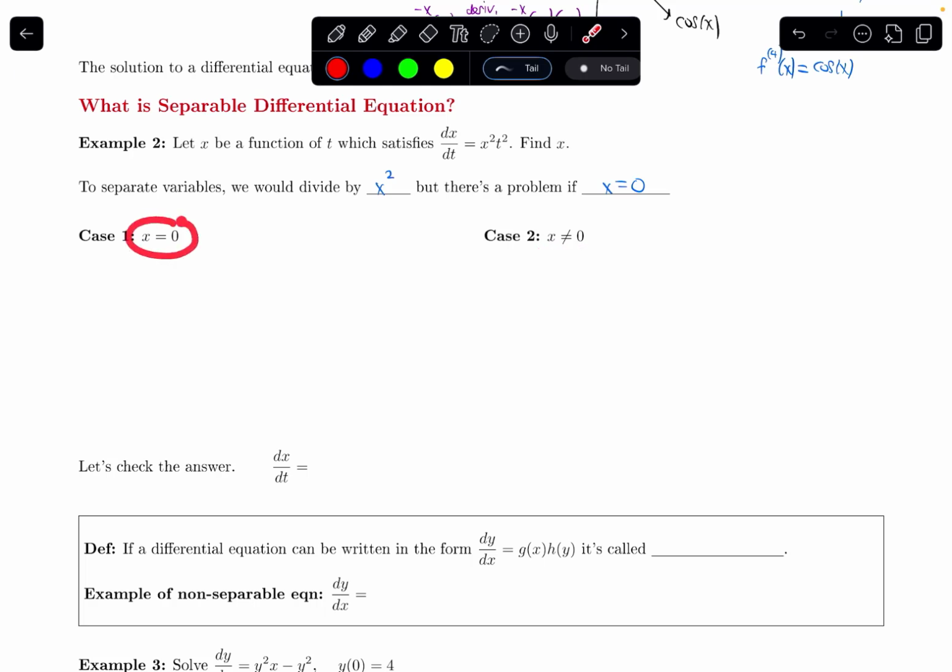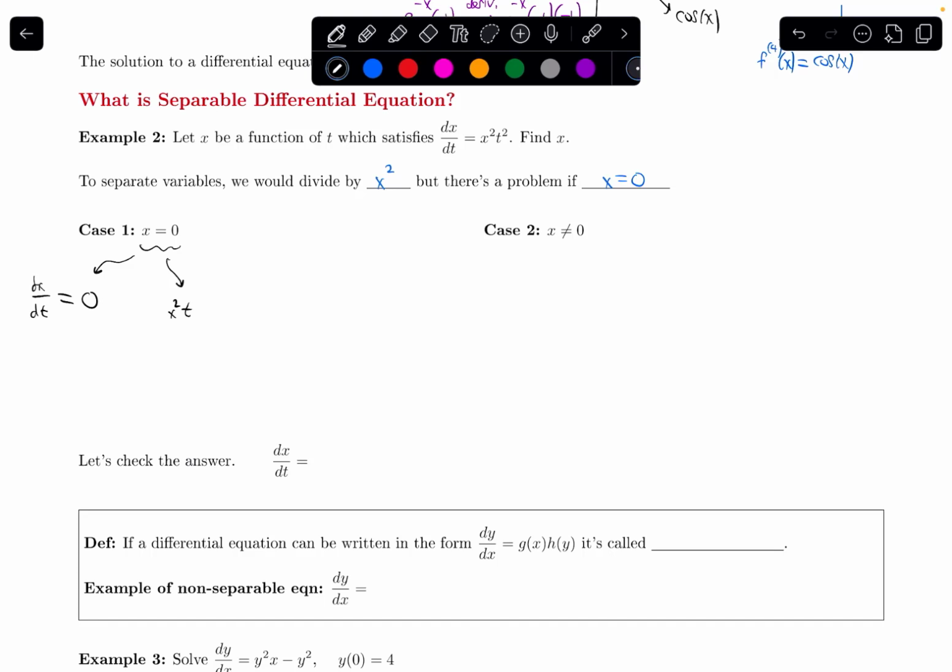If x is 0, I have a specific value for x. So I can just check, does that satisfy this differential equation? Let's look at both sides. If x is 0, and I look at dx/dt, its derivative, well, the derivative of 0 is just 0. What about if I plug this into the right side? x squared times t squared. If I plug in 0 for x, I'll get 0 squared times t squared, which is 0. So both sides end up being the same thing, which means that this works. So x equals 0 is a solution to this differential equation.